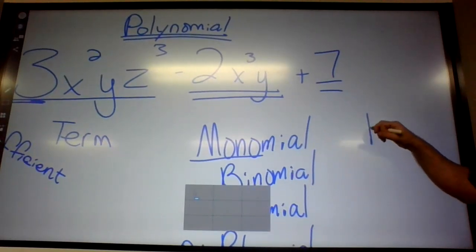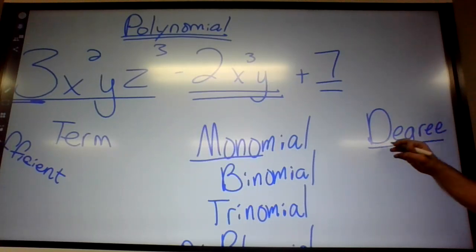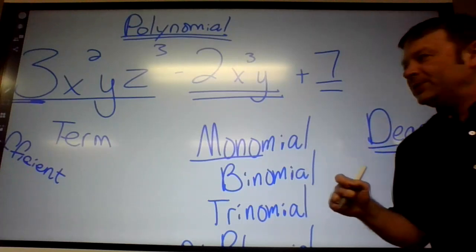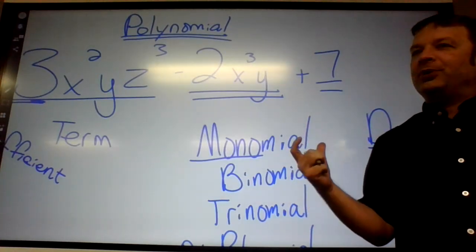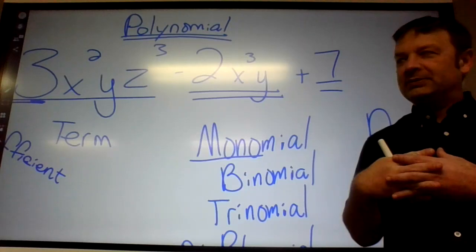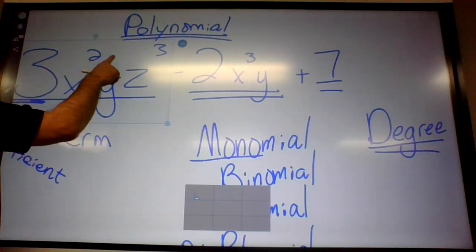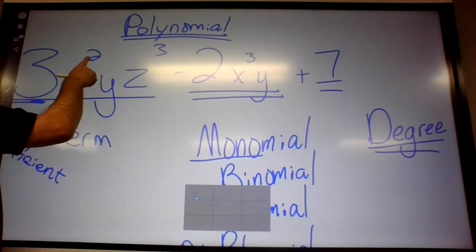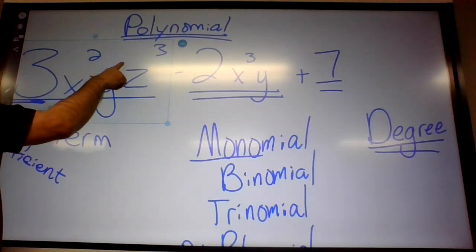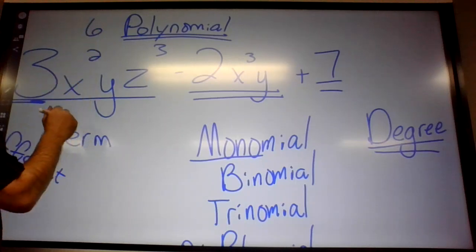And then we got another word to learn. And that is degree. We're actually almost done with the new stuff. Degree. Okay, the degree of the polynomial is you take the term with the largest powers and add them together. Okay, so let's look at this first term. If I added all these powers together for the first term, what would it be? 2 plus 1 plus 3, 6.